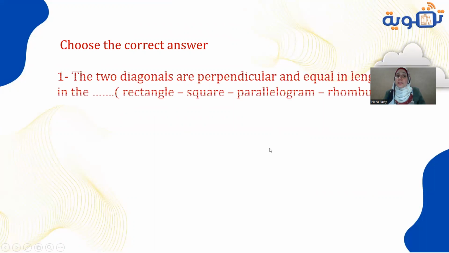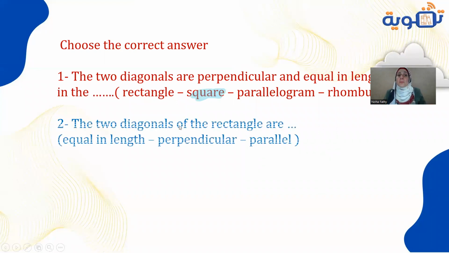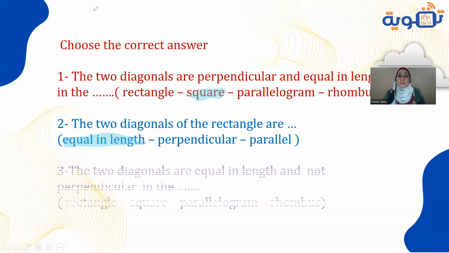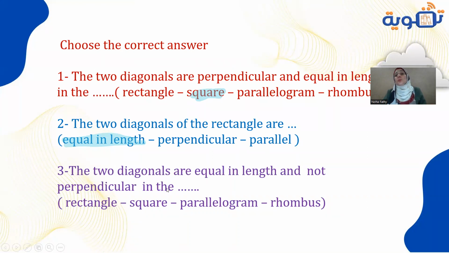Now choose the correct answer. If I say the diagonals are perpendicular and equal in length, of course we'll choose square. The diagonals of a rectangle are what? Equal in length only. I can't say perpendicular, so they are equal in length and not perpendicular in the rectangle. So only equal in rectangle, only perpendicular in rhombus, and equal and perpendicular in a square.